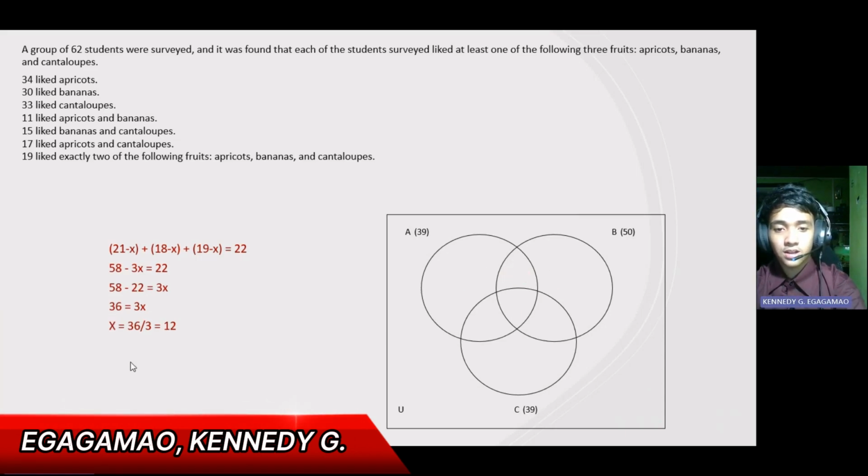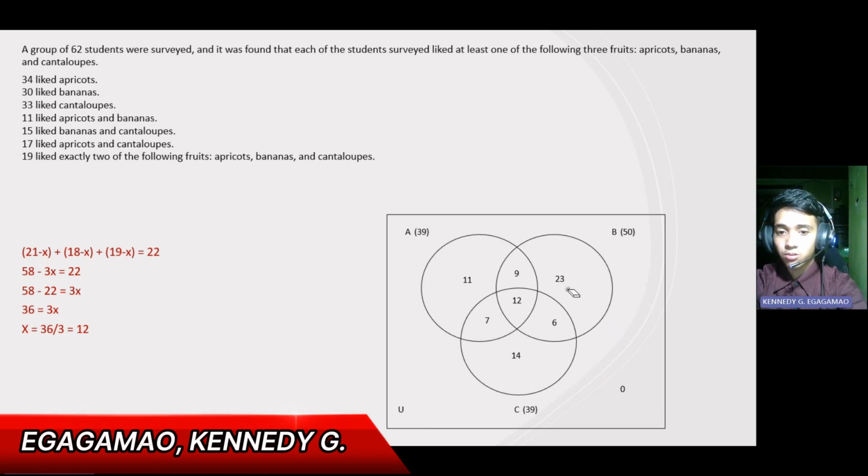Now let's move forward to the last equation. So x should be 12. And next we had 21 minus 12, this has to be 9. We have 18 minus 12, this has to be 6. We had 19 minus 12, this has to be 7. And we subtract 7, 12, and 19 from 39. This has to be 11. And we subtract the sum of 9, 12, and 6 from 50, and we are going to get 23. And lastly, we subtract 6, 12, and 7 from 39, and we get 14.